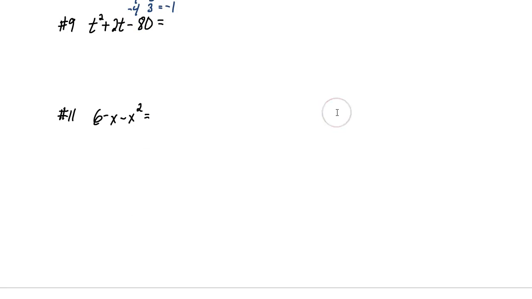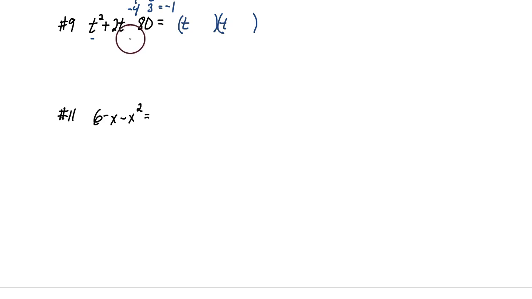Number 9, there's no greatest common factor, and it's not a perfect square trinomial. Let's try to factor it using the FOIL method. T times t creates the t squared. What about this times this to make negative 80?